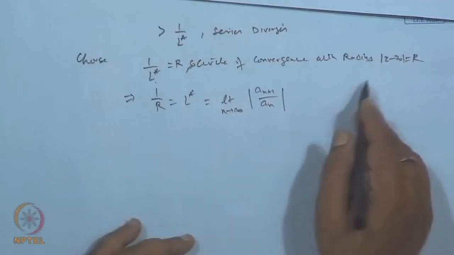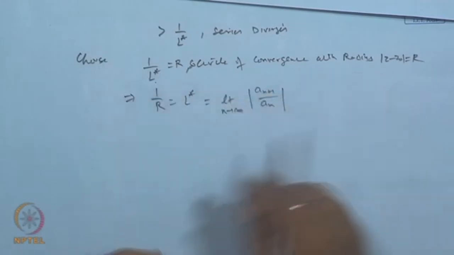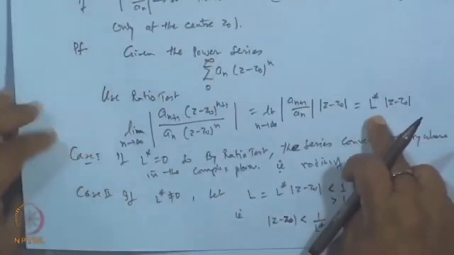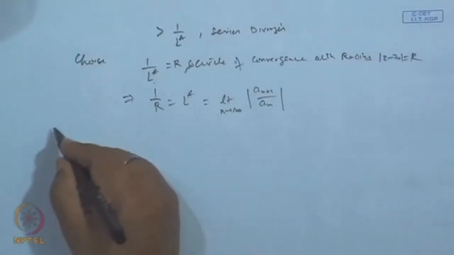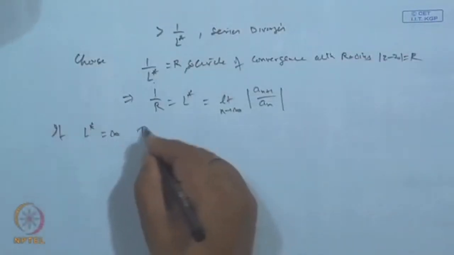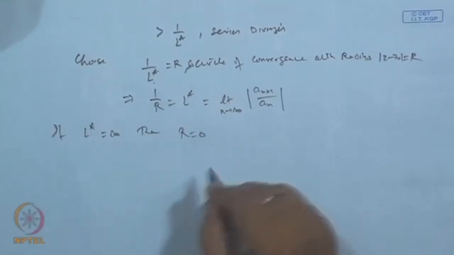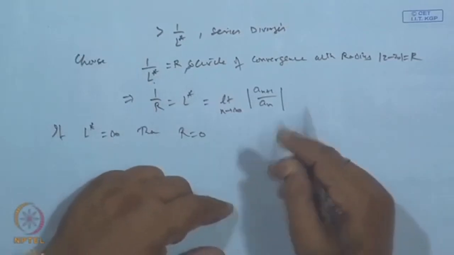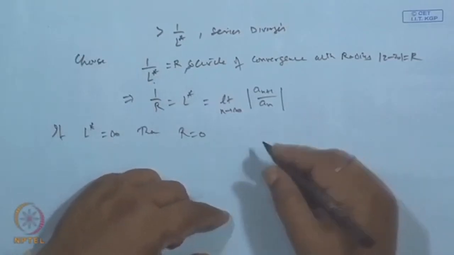So, this proves the convergence. The series converges inside. Now, what happens if L star does not exist, if it goes to infinity? If L star is infinity, then R becomes 0. So, in that case, the series is converging only at the center, that is all.